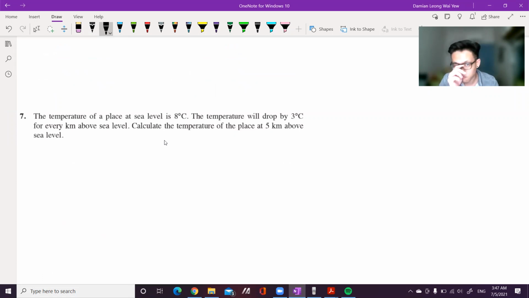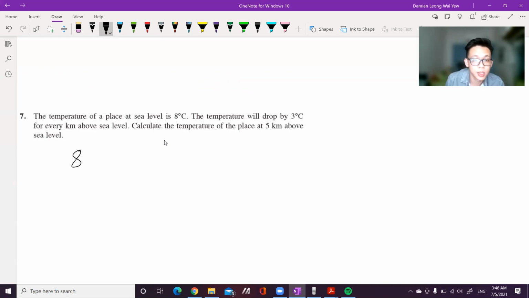Now, question 7. The temperature of a place at sea level is 8 degrees Celsius. Temperature will drop by 3 degrees Celsius for every km above sea level. So calculate the temperature of the place at 5 km above sea level. The temperature of a place at sea level means at ground zero is 8 degrees Celsius. So we start at 8 degrees Celsius on the sea level.